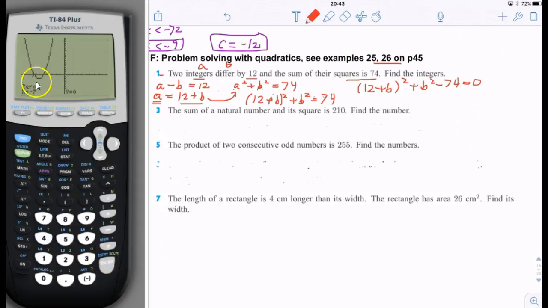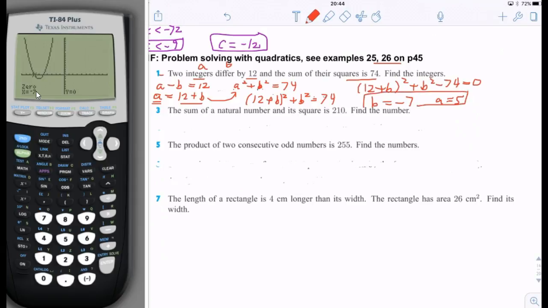And so one of the possible intersections is -7, 0. So let's say b is equal to -7, for example. And then to find the a value, we could use the original equation here. So a is equal to 12 plus b, so a is equal to 12 minus 7, which is a equals 5. Okay, so that's one pair.